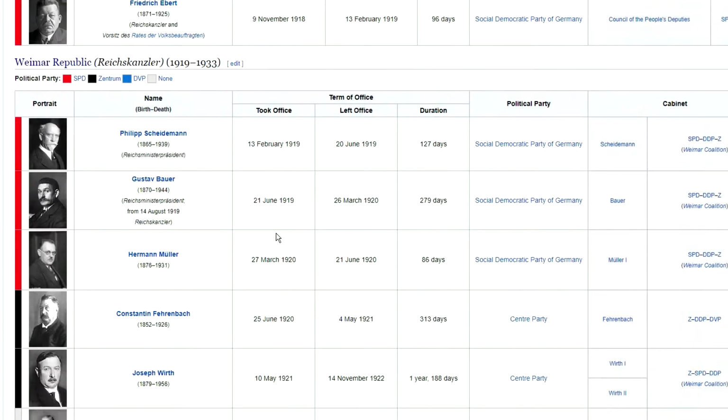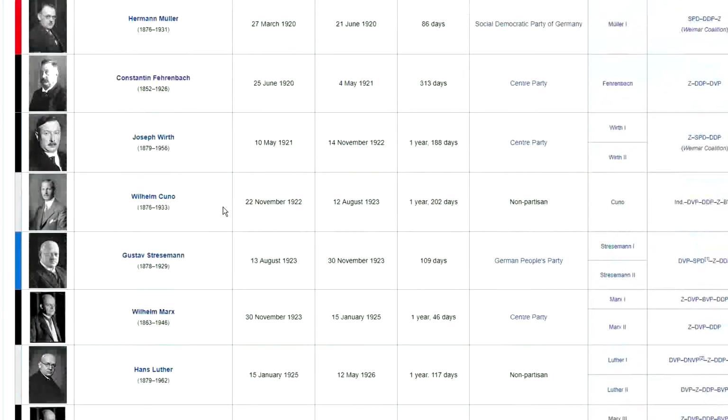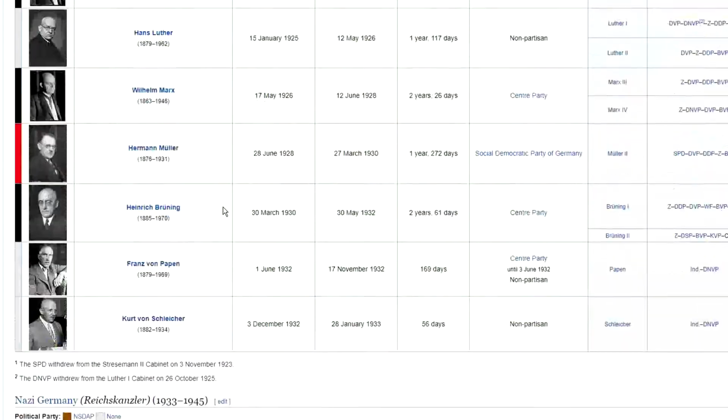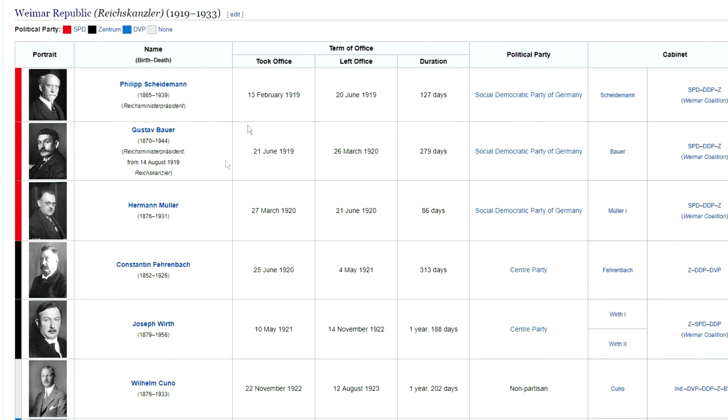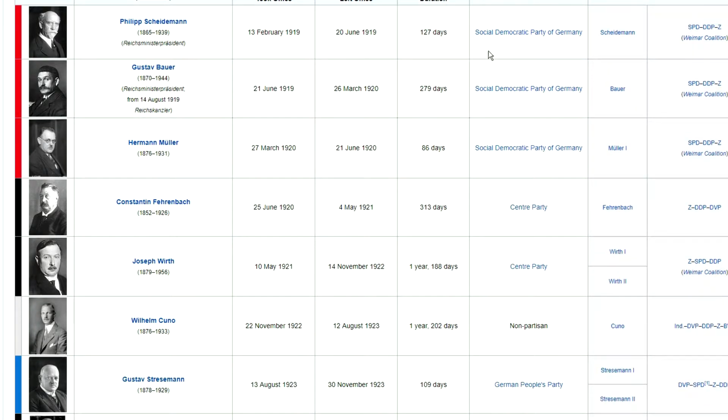And if we look at chancellors, there were quite a few chancellors. What's 2, 4, 6, 8, 10, 12, 14 different chancellors. This guy here, Philip Scheidemann, took office in 1933. He only lasted 100 days. Gustav Bauer, he lasted 279 days.